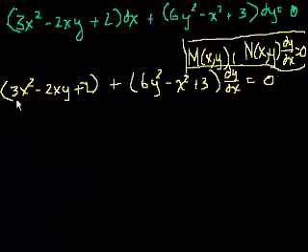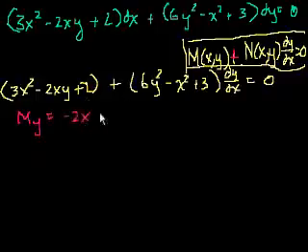So let's do that. So what's the partial of M? This is the M function, right? This was a plus here. What's the partial of this with respect to y? This would be 0. This would be minus 2x, and then just a 2. So the partial of this with respect to y is minus 2x.